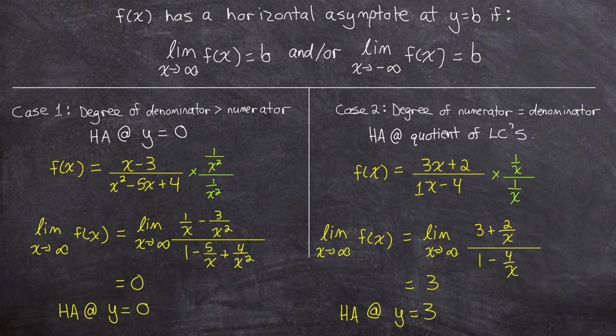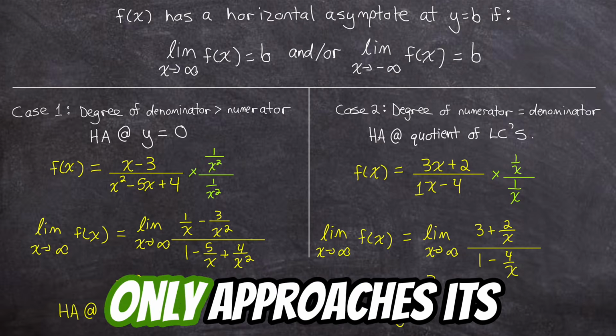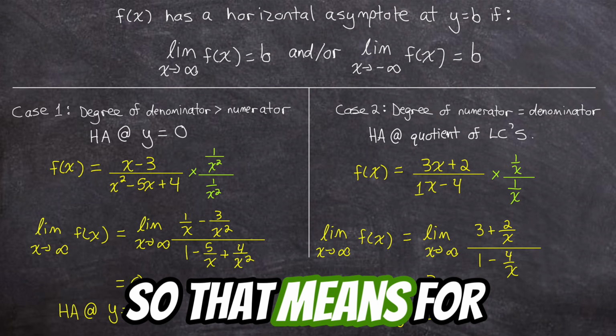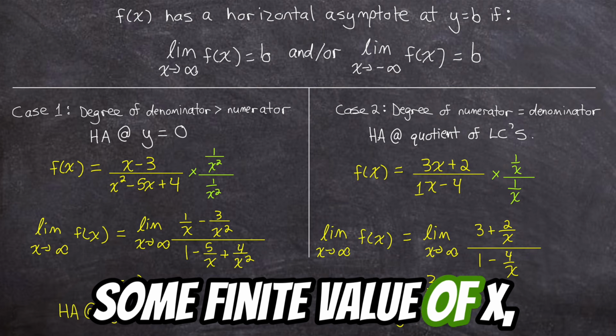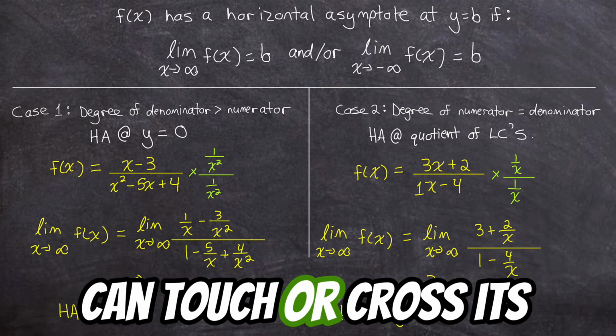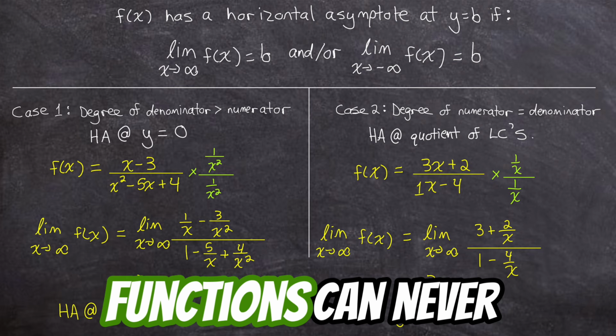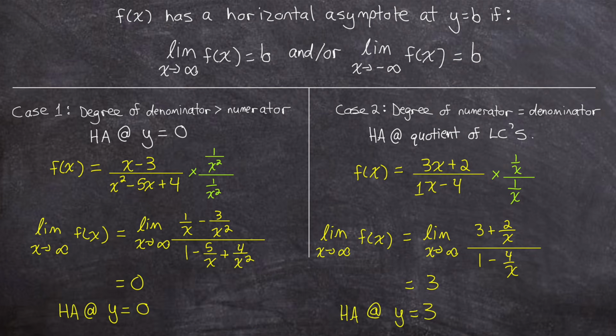Now, I should also mention that a function only approaches its horizontal asymptote at the extremes. So that means for some finite value of x, the function actually can touch or cross its horizontal asymptote, unlike vertical asymptotes that functions can never touch or cross.